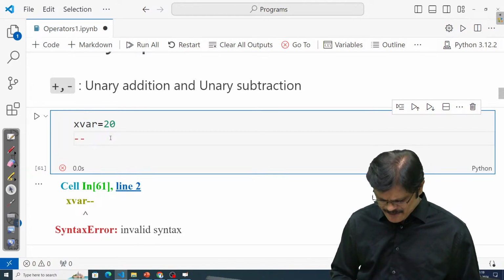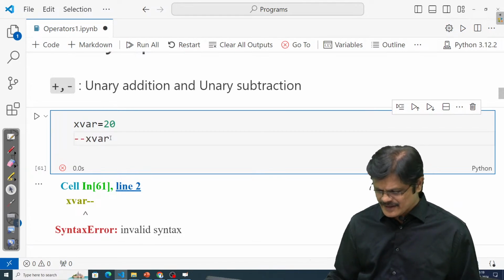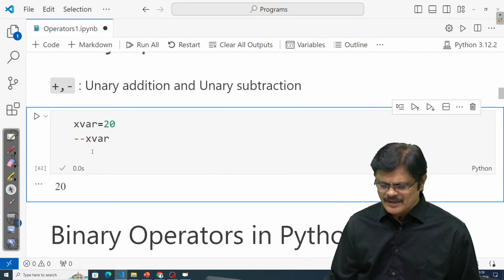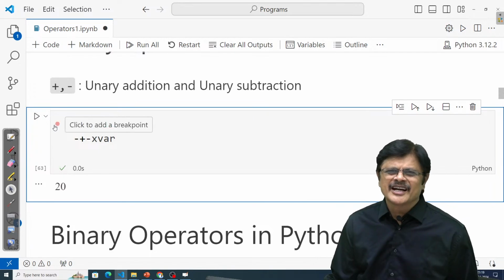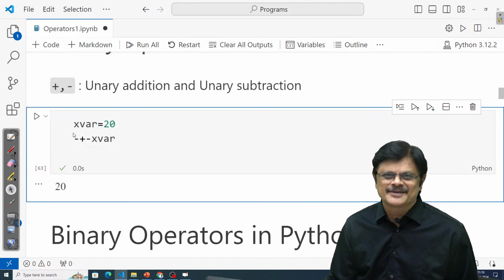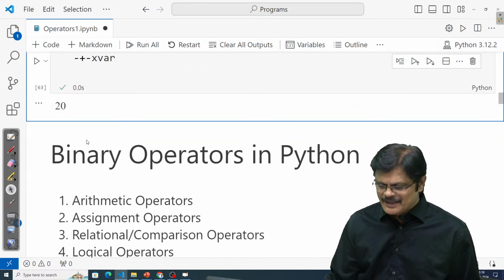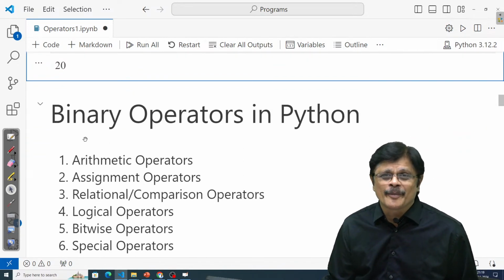So you can have minus x variables, sir. You can have this. To what length can you have it, sir? Suppose can I have this? It does not matter, but don't unnecessarily mess up with this. It will trouble you only. Clear? So now we start with the binary operators in Python.